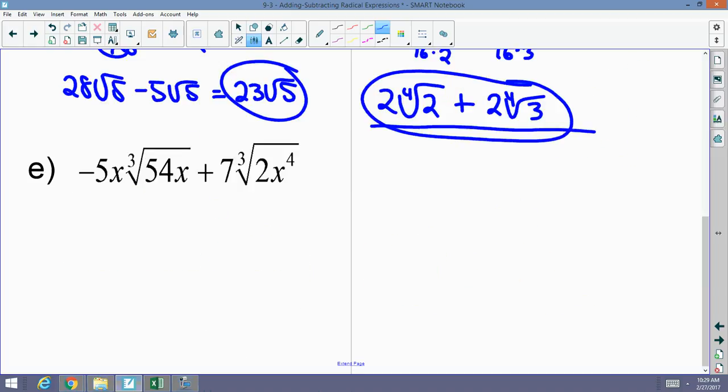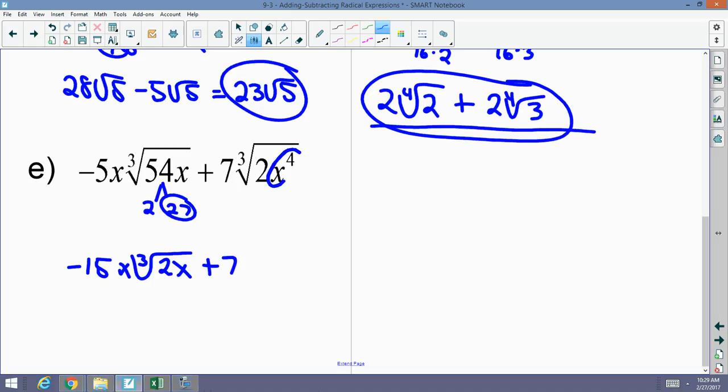Great question. Here. How can I break down 54, guys? Thinking cubes here. Cubes. Yes, nice job. 2 and 27, y'all. So what's the cube root of 27? So I got negative 15, okay, x, and then I have a cube root of 2x left over, plus 7.